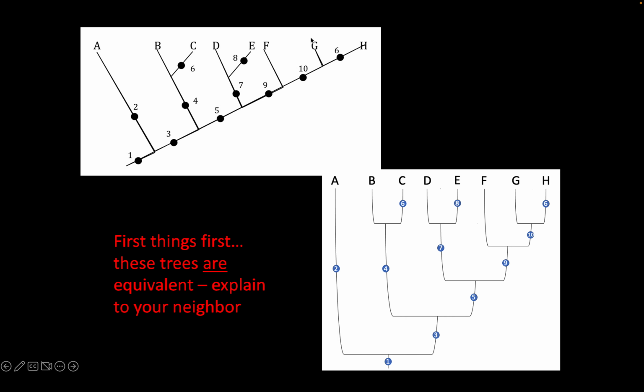So if you're looking at this top tree, we have G and H as a monophyletic clade, and then F right outside them. Do we have that here? We do. We have G and H with F right outside. And then we have D and E that's sister to these guys. And D and E, indeed, are sisters to these guys. And then B and C, and then A. So you can see that these trees are equivalent. There's just two ways of drawing them.